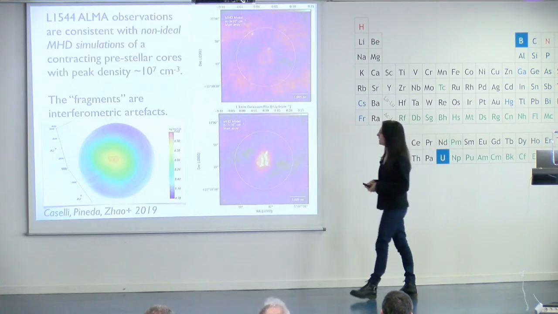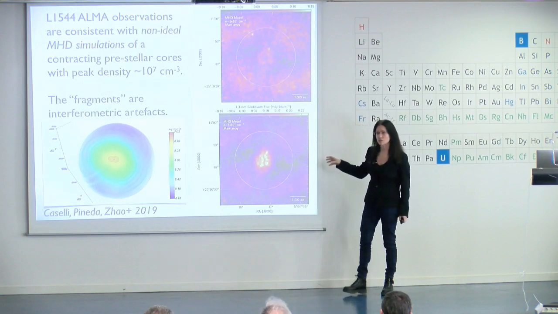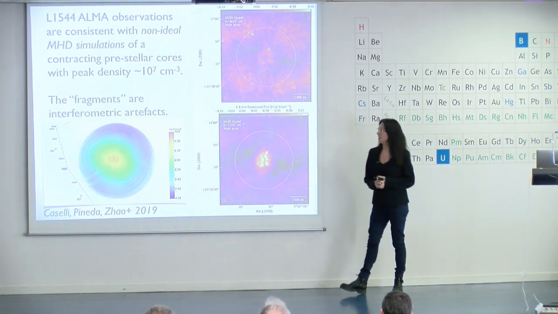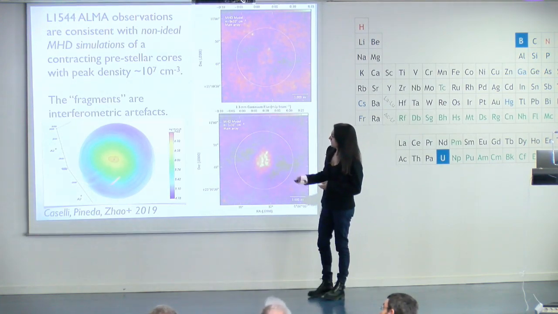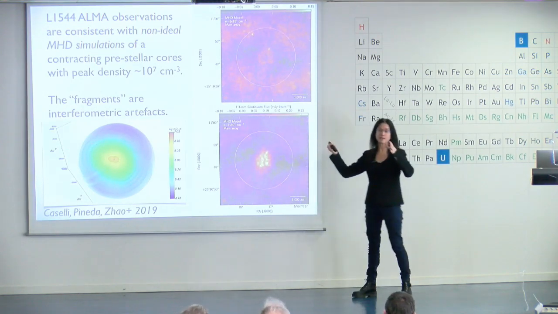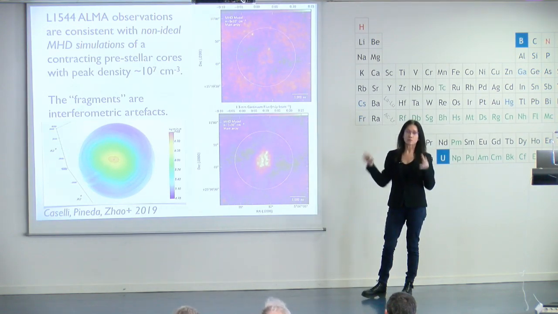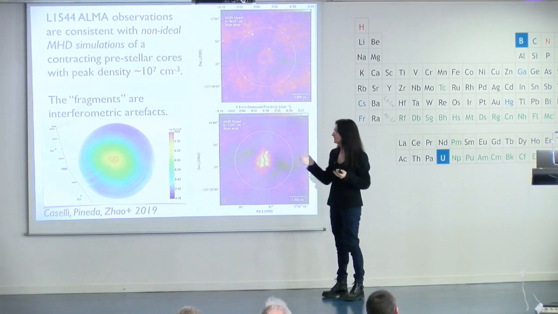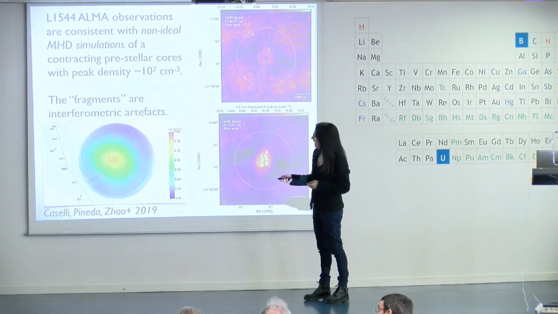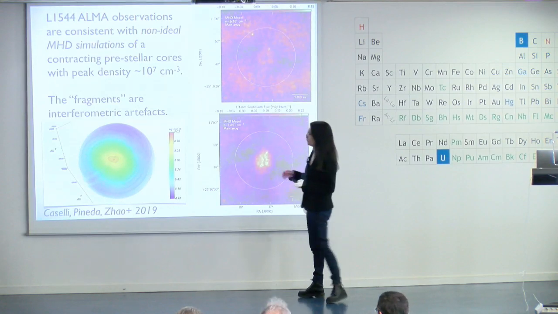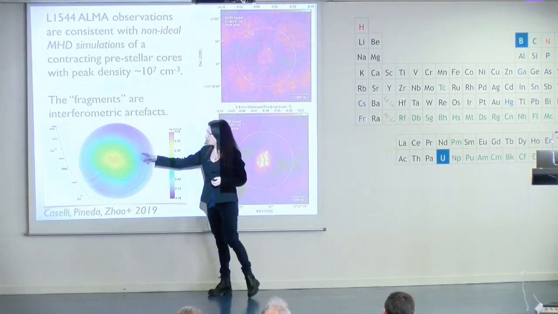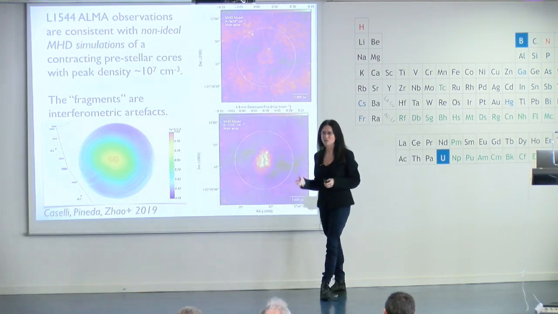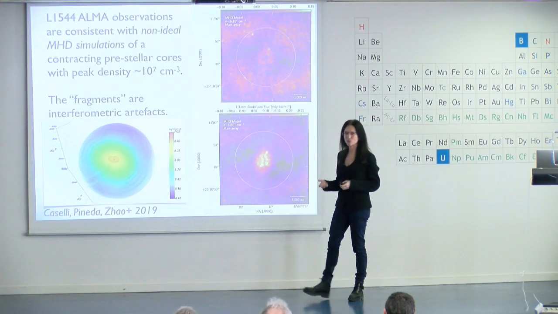And the other thing we did in this paper is to make a comparison with the predictions. Bo Zhao, who is also at MPE, is running non-ideal MHD simulations. He started with a cloud that has characteristics similar to the one surrounding L1544, with similar rotation velocities and densities, and then let it contract. And this is the simulation. So you see, if we consider the magnetic field, even when the central density is 10 to the 7 per cubic centimeter, we do not have any fragmentation. You need to get rid of the magnetic field to start to have fragments.